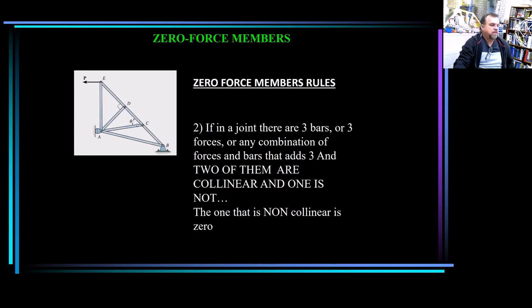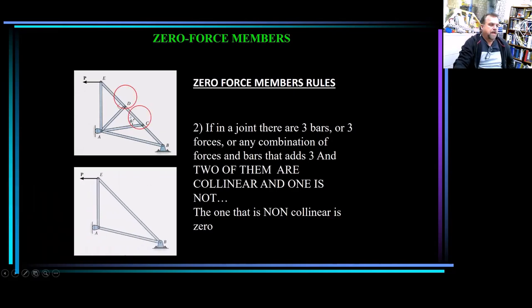So if you look at here, for example, I have 1, 2, 3. Two of them are collinear, the one that is not should be zero. And here also 1, 2, 3. Two of them are collinear, the one that is not is zero. You can eliminate them and calculate this.